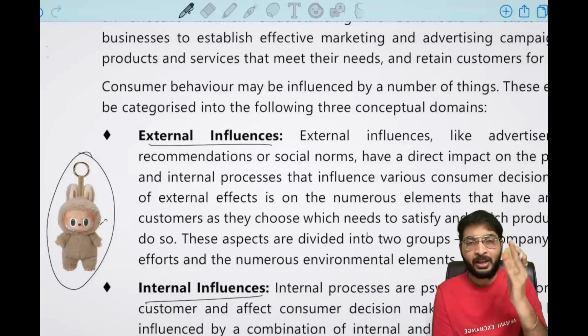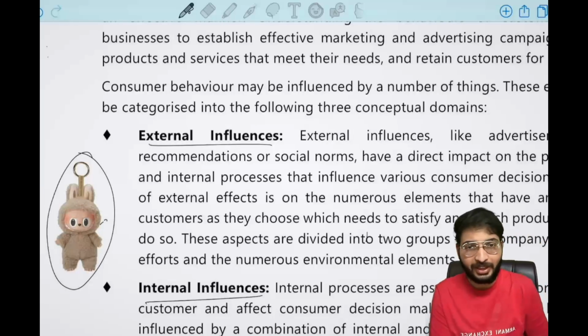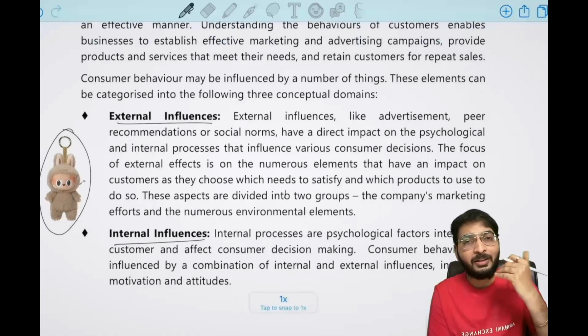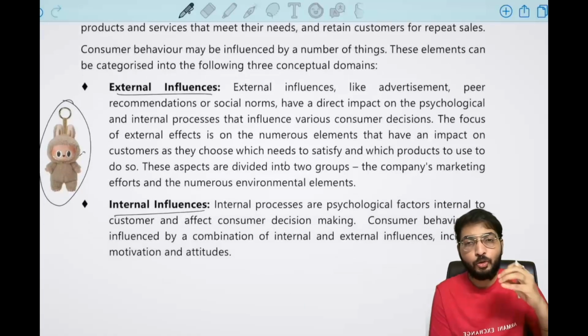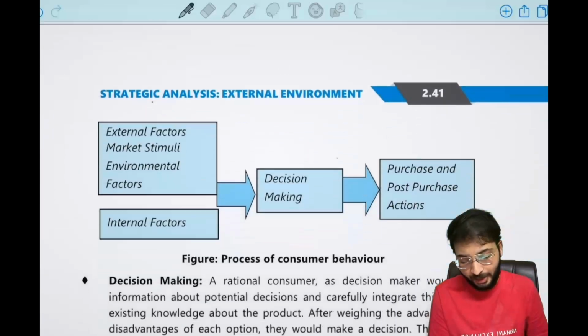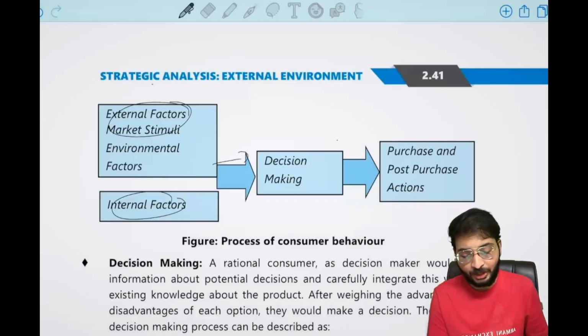And customer behavior is of two types. One is called external influence. Second one is called internal influence. External influence means some other advertisements are impacting you. What is internal? You yourself taking the decisions and buying that particular product. Now, all the external factors and internal factors will help the decision making.